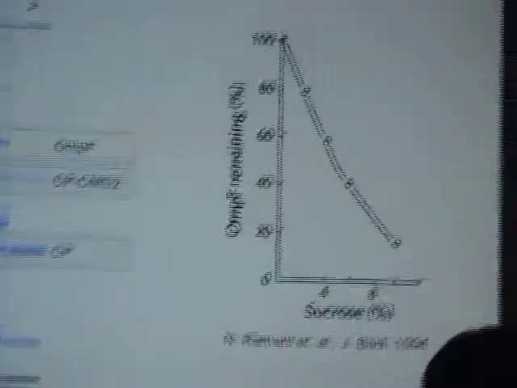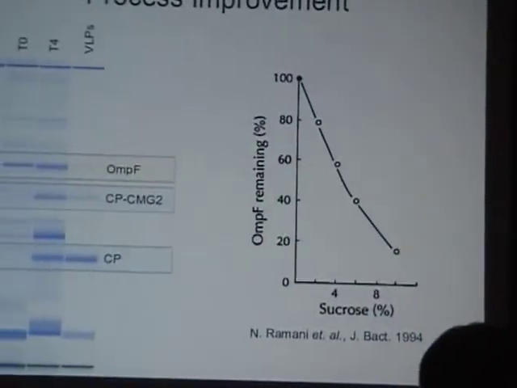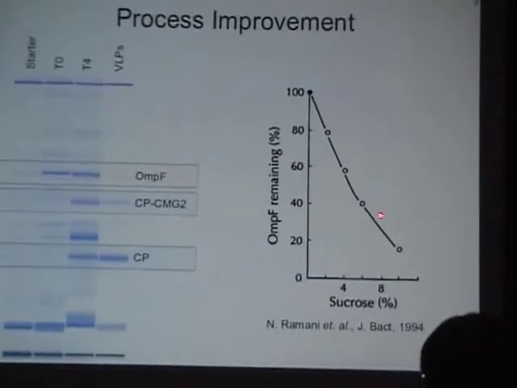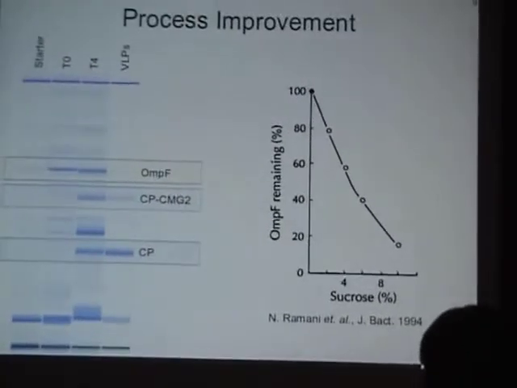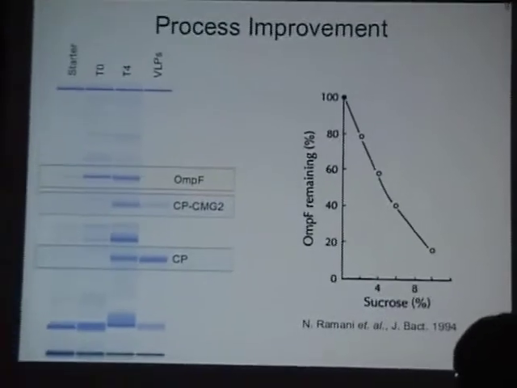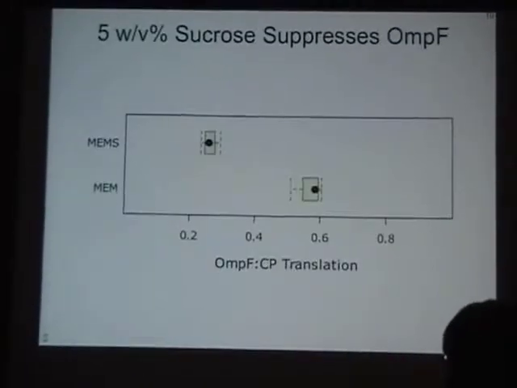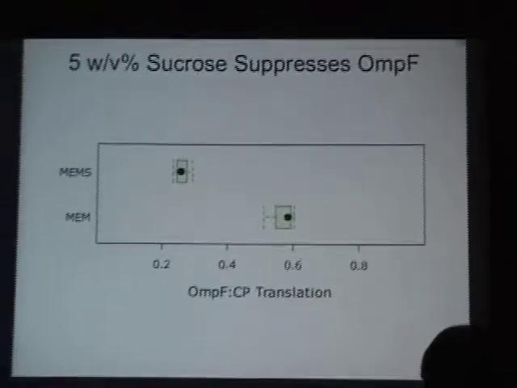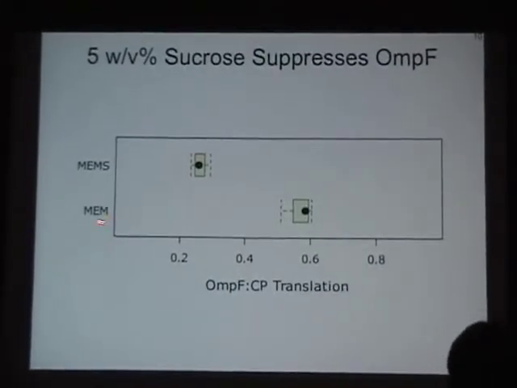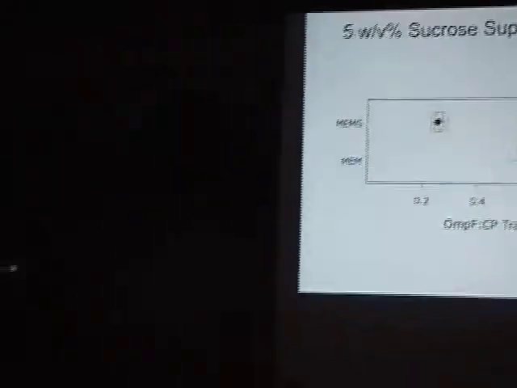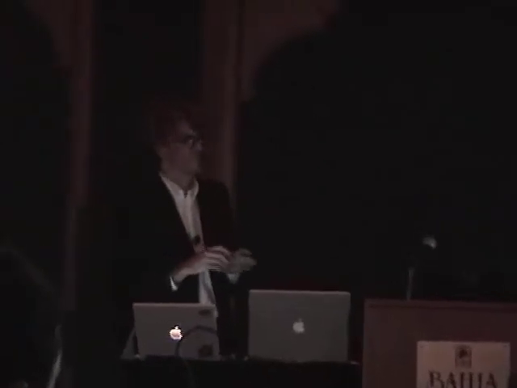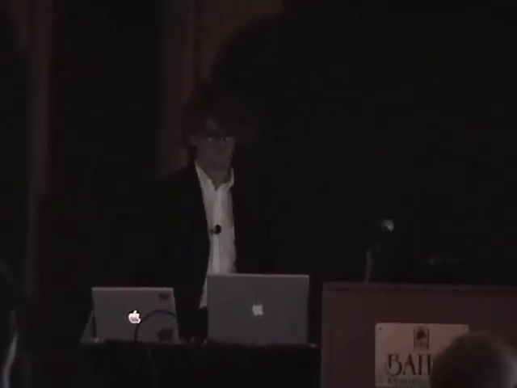A little bit of literature searching revealed that we could repress OMP-F expression by simply adding sucrose to the media. So with 5% sucrose, you suppress 60% of the OMP-F in these cells, and this works pretty fast. You don't have to add sucrose to your starter cultures, only your production cultures, and you decrease OMP-F production. So we verified this with our own experiments, and what I'm showing you here is a comparison between minimal expression media and minimal expression media with sucrose. You can see these are samples of the T4 time point. The OMP-F to coat protein ratio drops significantly with sucrose, so we've saved ourselves a bunch of effort in the purification rounds, which we thought was fantastic.